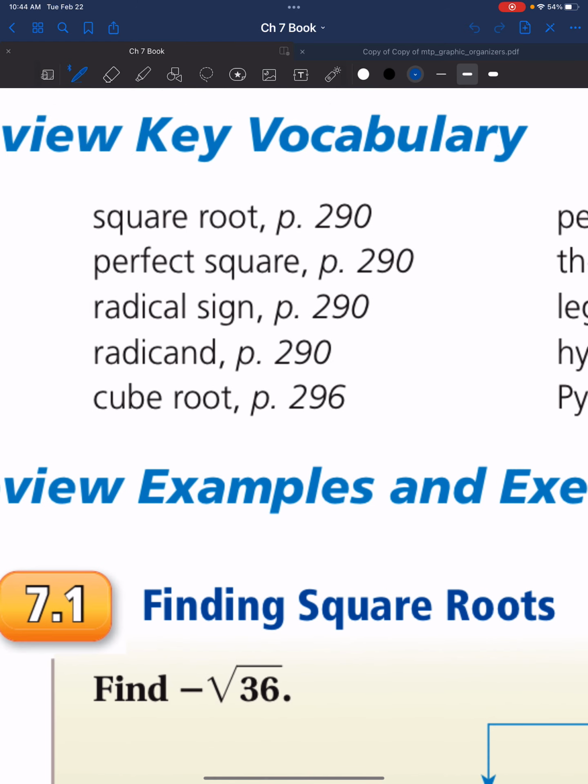For example, the first one is square root. The square root of something is like the opposite of when you are squaring it, right? So like if I said what's 5 squared, what's the answer? 25. Now what's the square root of 25? 5. So it's kind of like they're opposites, right? A perfect square just means that it is a square root that has a nice number that comes out. Like the square root of 25 is 5, so it's considered a perfect square, okay?